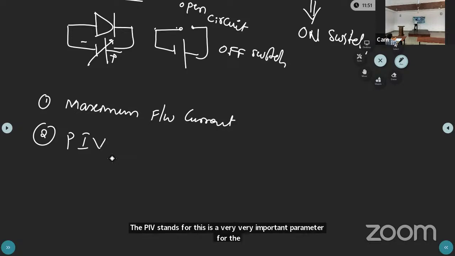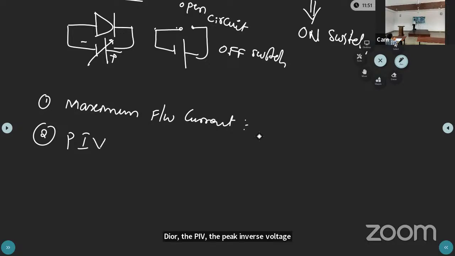Now, the maximum forward current means the maximum current allowed in the forward bias of the PN junction. That current is called maximum forward current. Next, the PIV.